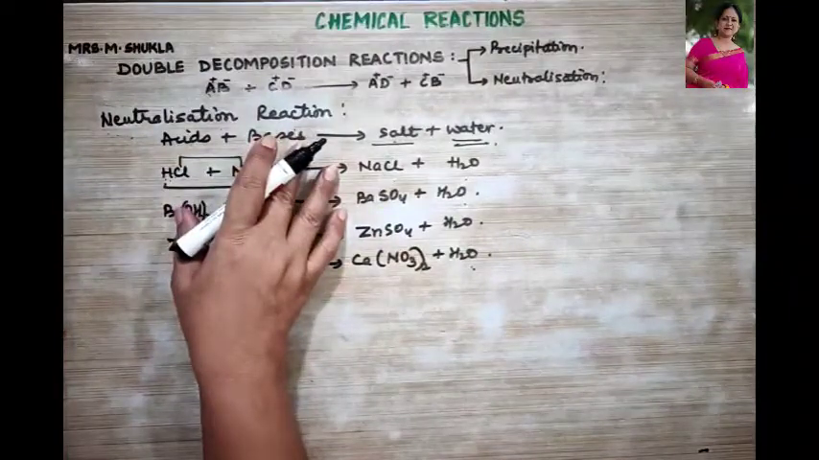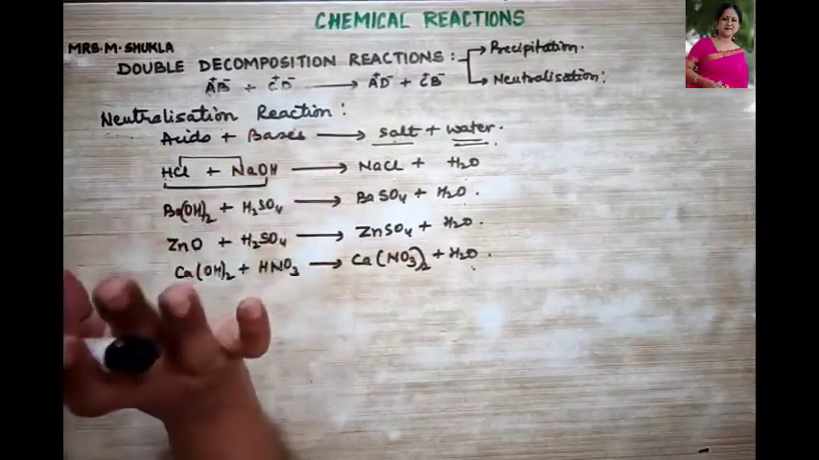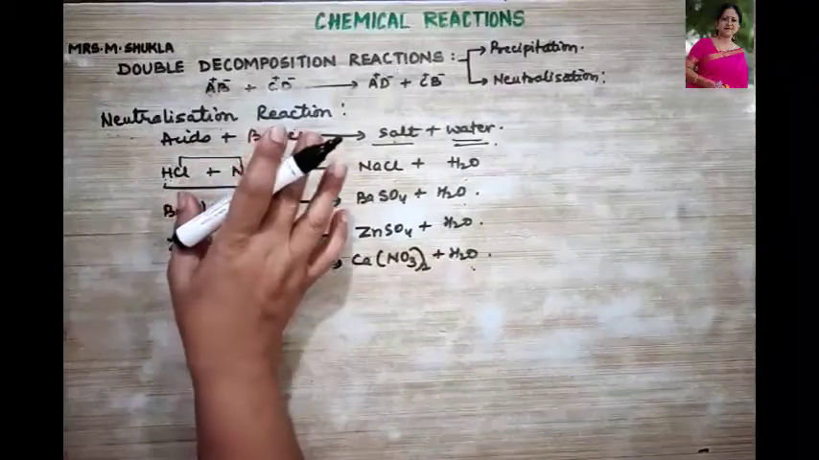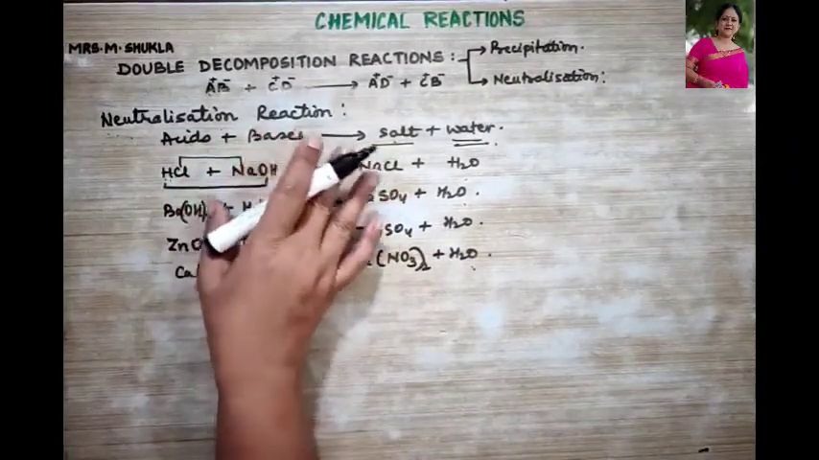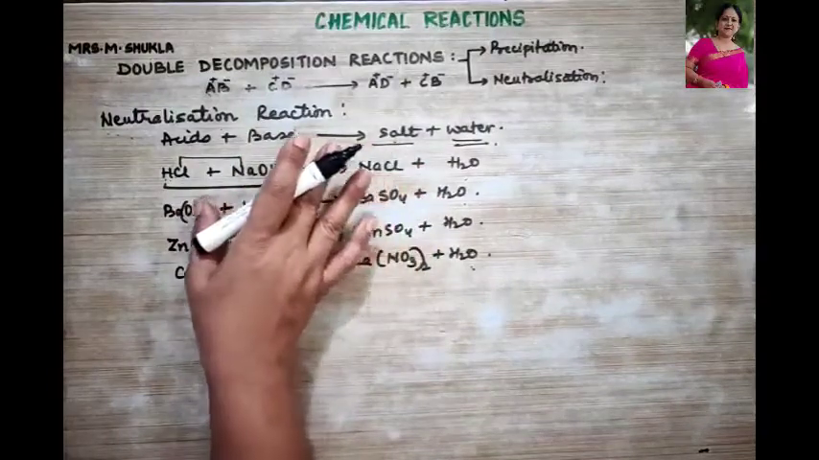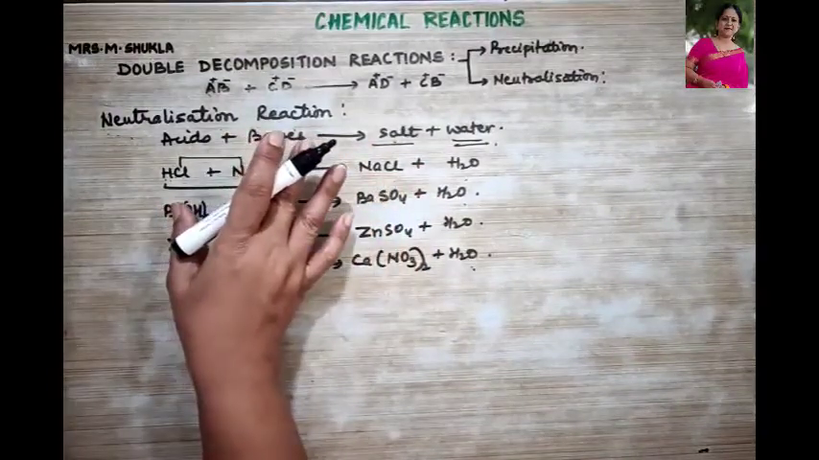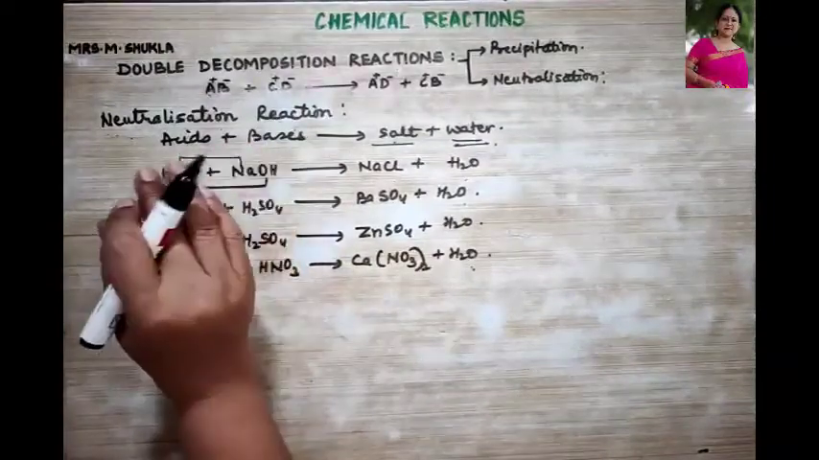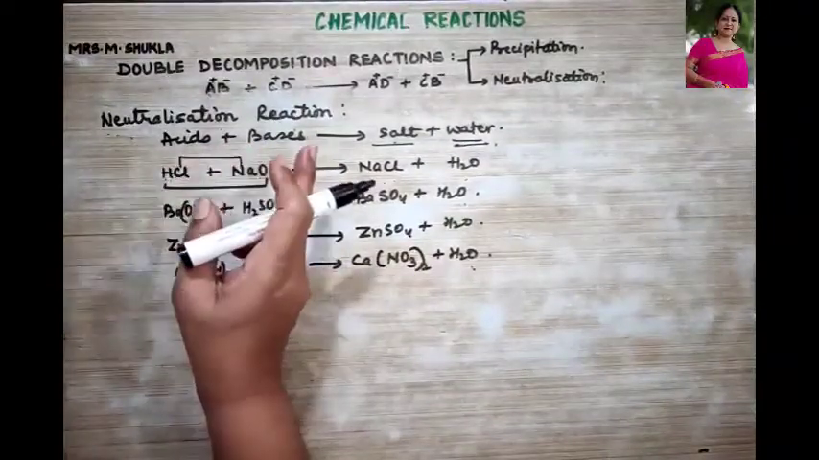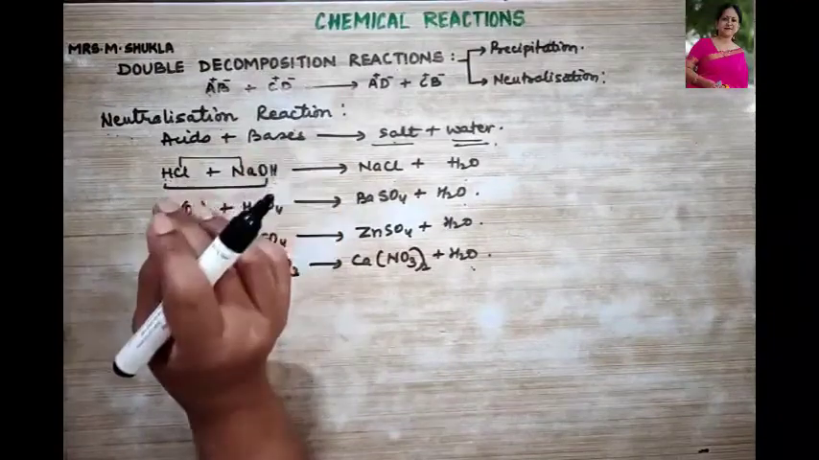Another example could be when you are bitten by a bee. So what does the sting of the bee have? It has formic acid, that is HCOOH. So what do you do when you are bitten by the bee? You rub the key or you can even rub the Ca(OH)2, that is in Hindi called chuna.